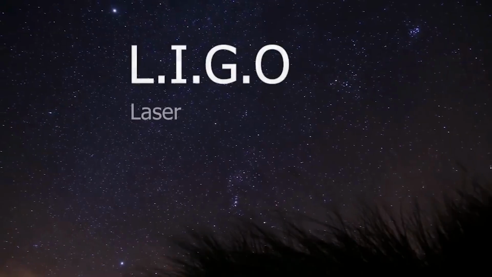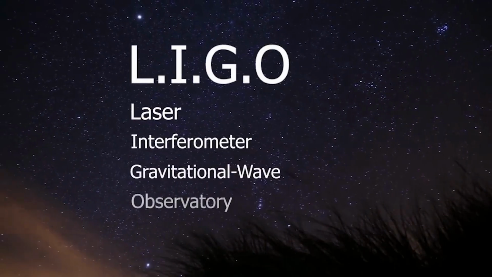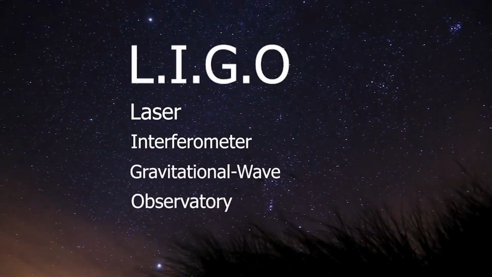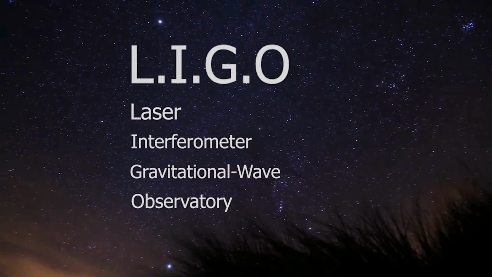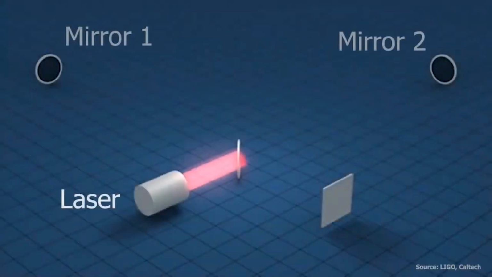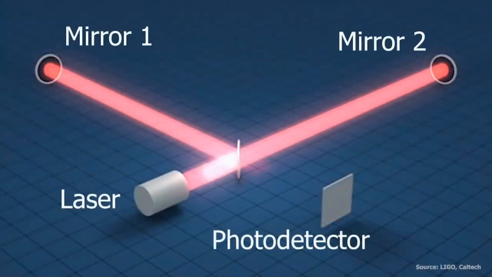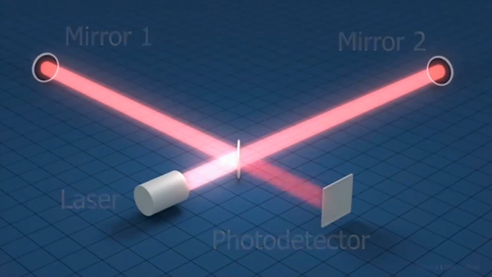After years of development, these detectors became available in LIGO. LIGO, Laser Interferometer Gravitational Wave Observatory. Composed of 2 laser interferometers, LIGO uses properties of light and space to detect gravitational waves.